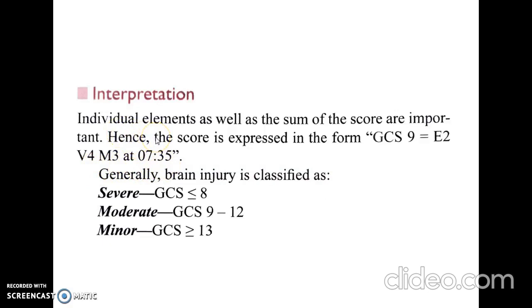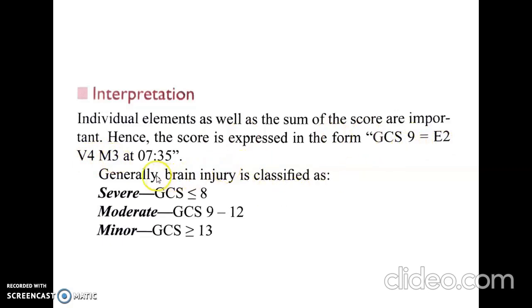So as I told, a summation of the 3 responses will be taken here: the eye, vocal as well as motor responses. So here GCS is 9. The eye score taken is 2, the V response was 4, and the M response was 3. The summation of 4 plus 3 plus 2 gives 9.